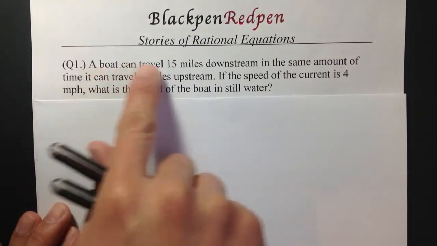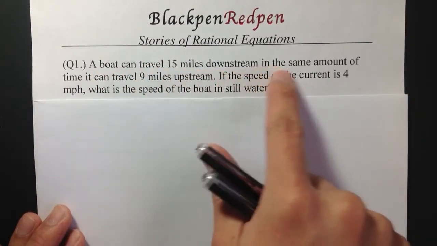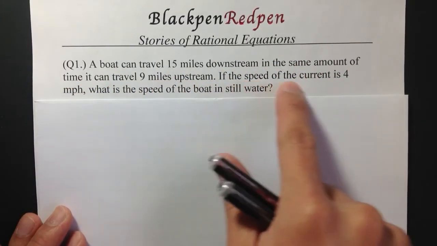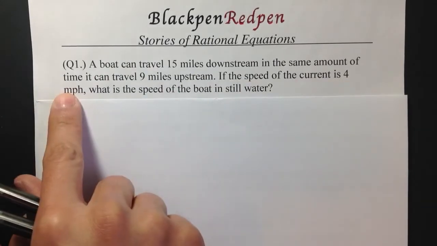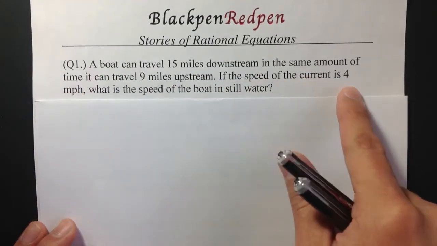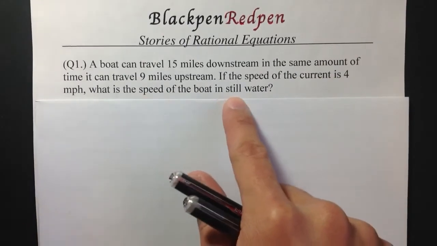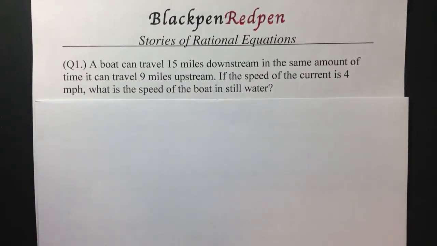It says, a boat can travel 15 miles downstream in the same amount of time that it can travel 9 miles upstream. If we know the speed of the current is equal to 4 miles per hour, so this is the speed of the water, we would like to know what's the speed of the boat when there is no current, in the still water.